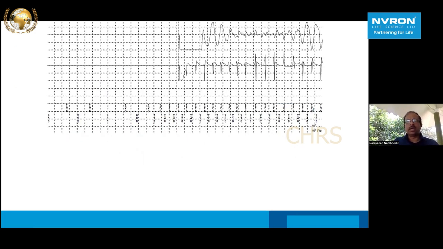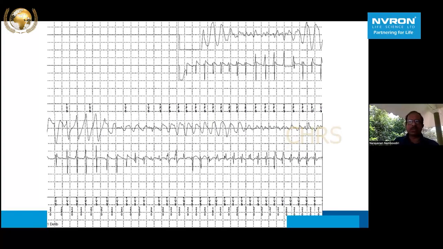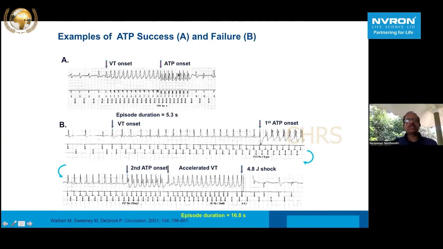Here you can see a tachycardia in the fibrillatory range. It comes 310, 240, 210. Then the ventricular fibrillation is detected and a shock is given. So here again, that is back to sinus rhythm. Sometimes this ATP may not be successful.